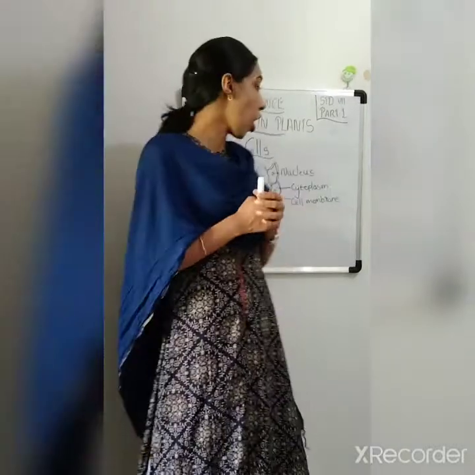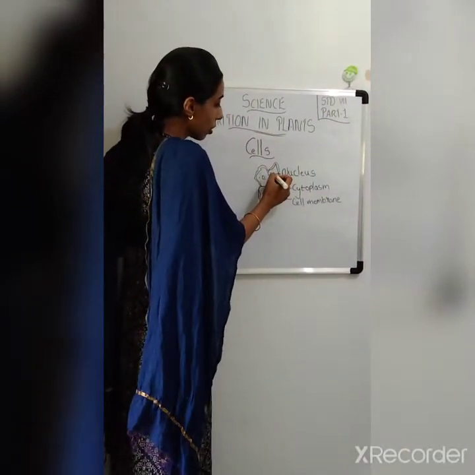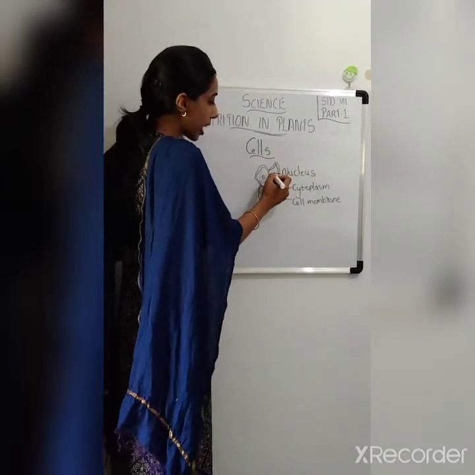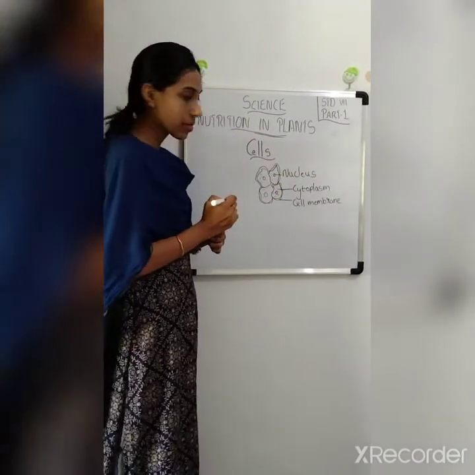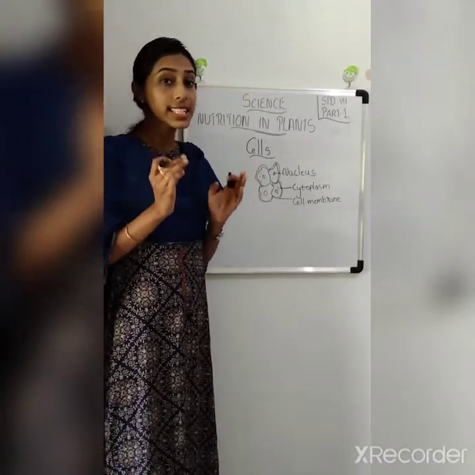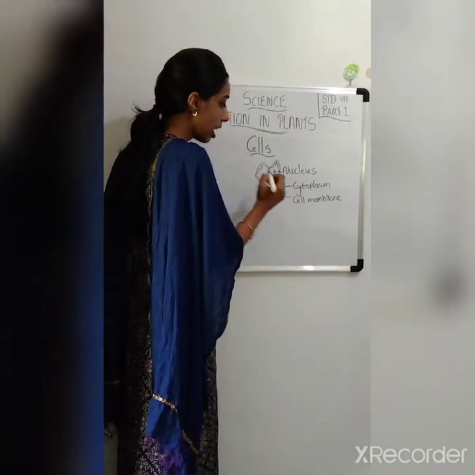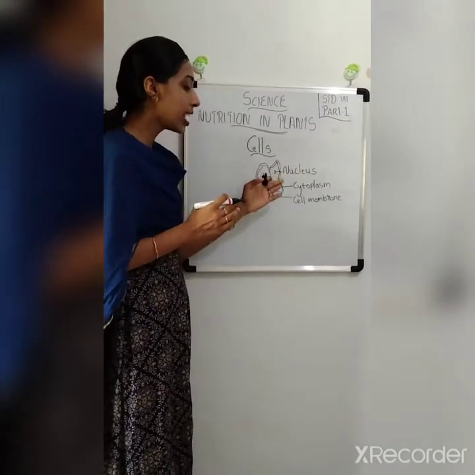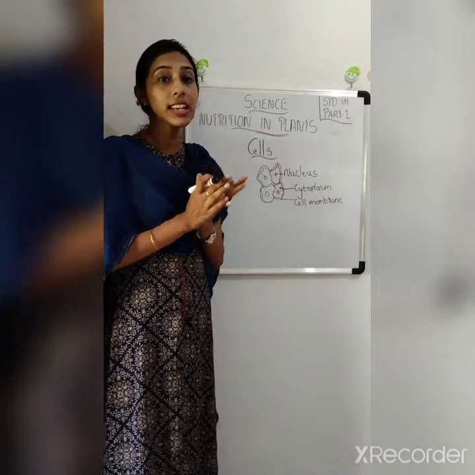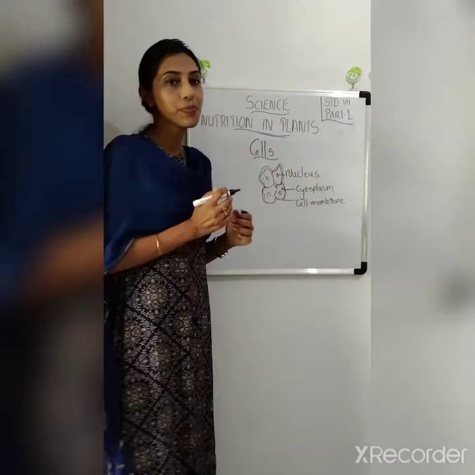Now let's see the structure of a cell. So a cell consists of a distinct nucleus that is located at the center, which is surrounded by a jelly-like substance called cytoplasm. And this cell is surrounded by a thin boundary called the cell membrane.